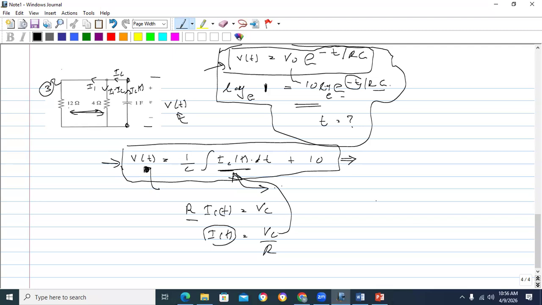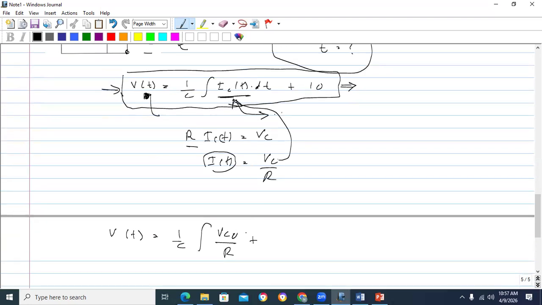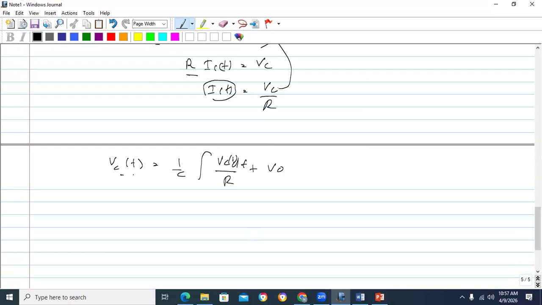So if I do this, VT is equal to 1 over C integration. Now instead of IC, I will put VC over R, dt. Actually, this VC is the voltage across the capacitor, VC(t) dt, plus the initial voltage, that is 10 volt. I will put it as V naught. V naught is equal to 10 volt. So now you can see that only VC terms are there.